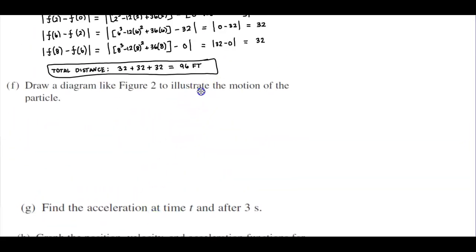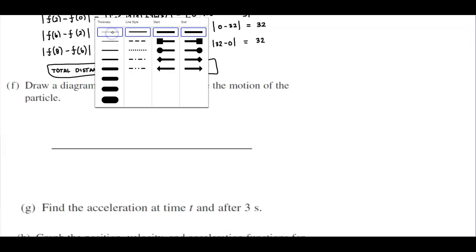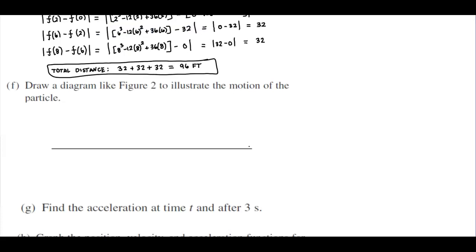Now let's draw a diagram like figure 2 to illustrate the motion of the particle. Okay, so we want to draw a diagram. So if we have a diagram here, let's create a line here. And with this line, we know that we have a value of s, and let's say this is 0. So we know that when t is equal to 0, the position is going to be at 0.